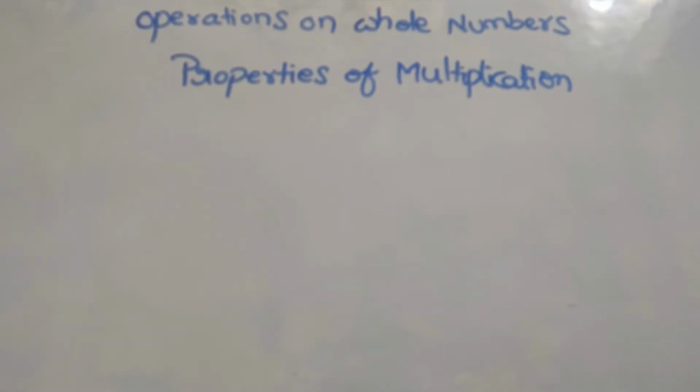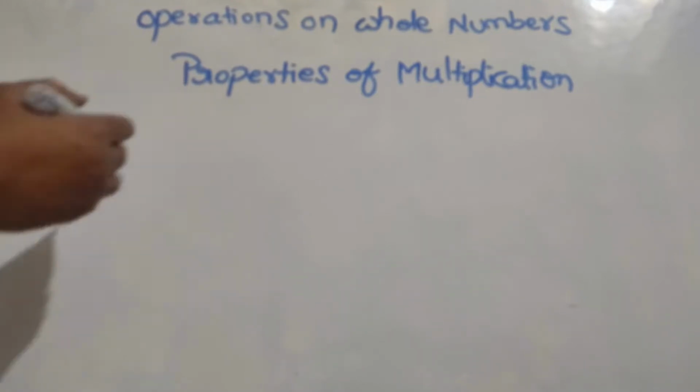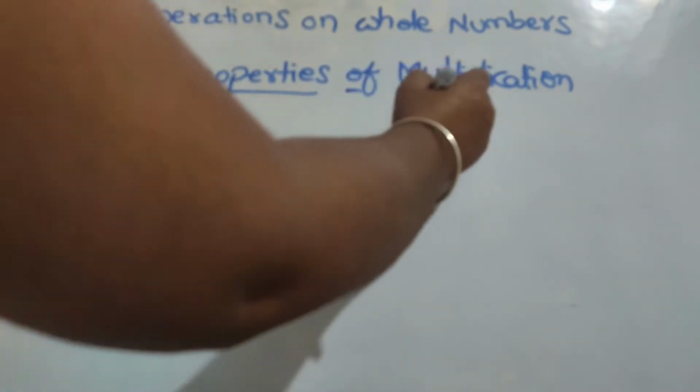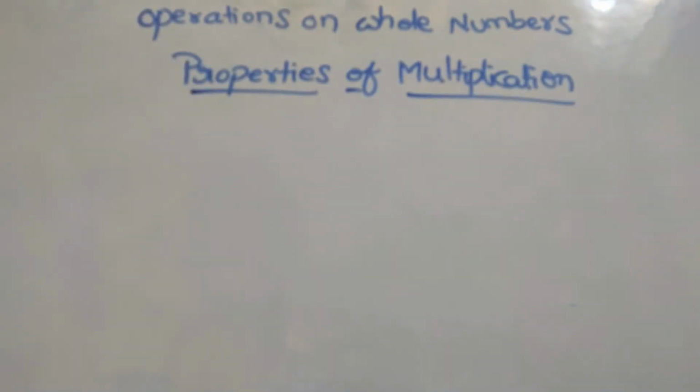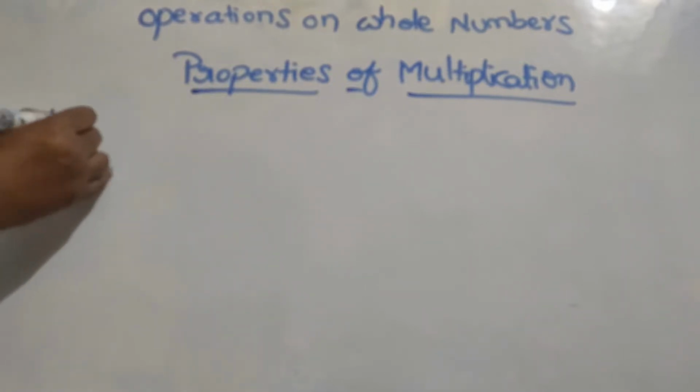In the previous session we discussed the properties of addition. Now we are going through the properties of multiplication. Almost the same rules are applicable for multiplication as for addition. So the first one is the closure property.